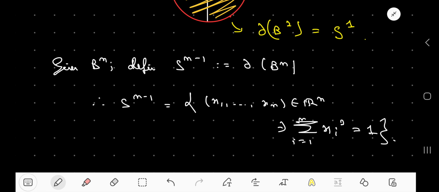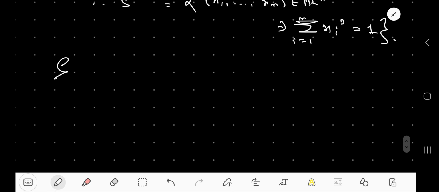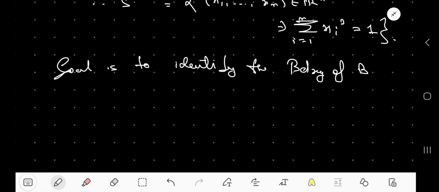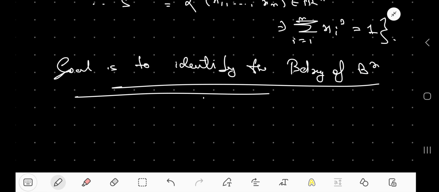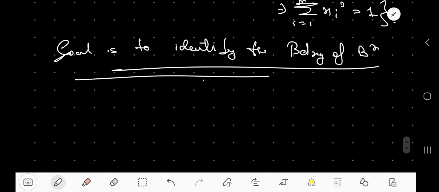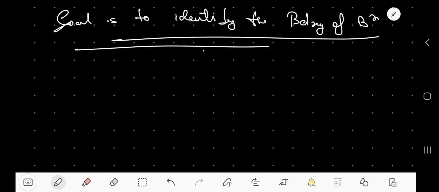So now our goal is to identify the boundary of Bn. In other words, provided Bn, I want to squeeze Sn minus 1 to a single point. That is, I want to squeeze the boundary of Bn to a single point. So to have a rigorous notion of what I am trying to do, let us first go via the geometric visualization of it. Firstly, you can observe that to do this, what I need is the partitions needed.